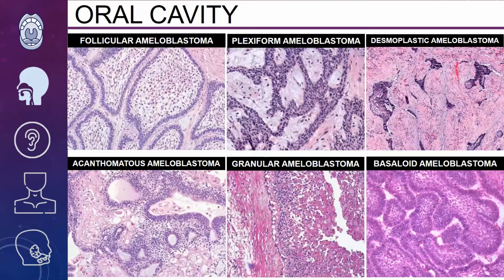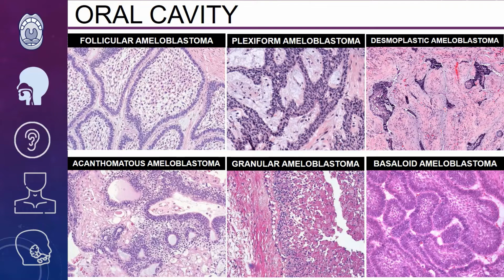Microscopically, many subtypes or patterns have been described. We have follicular, plexiform, desmoplastic, acanthomatous, granular, and basaloid. The two predominant patterns are your follicular and plexiform. Ameloblastoma exhibiting the classic follicular appearance with central stellate reticulum and peripherally palisading columnar cells with the so-called reverse polarization.